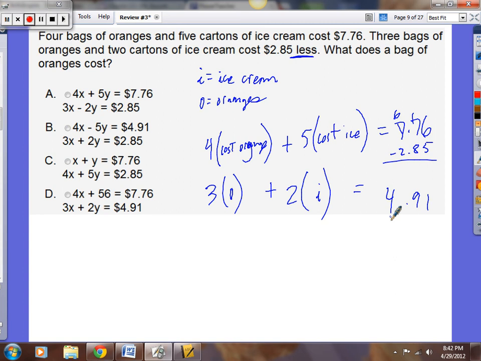So it looks like this. They're using x's and y's. So the top equation is going to be 4x plus 5y equals 776, and we're using 3x plus 2y equals 491, and that is, where is that?